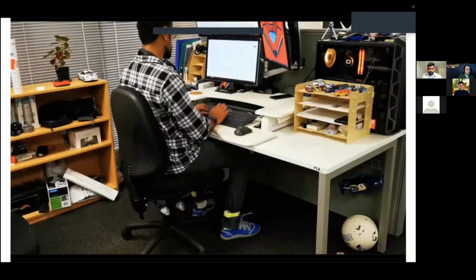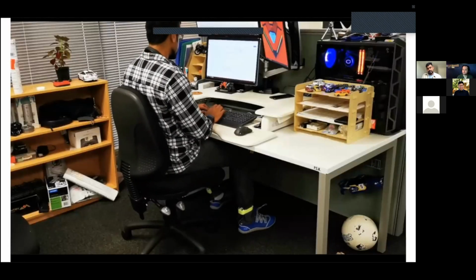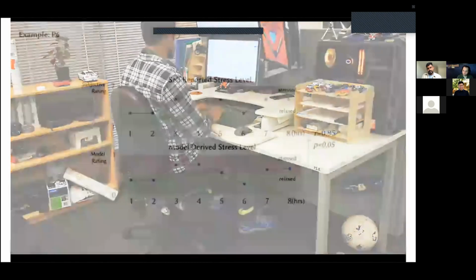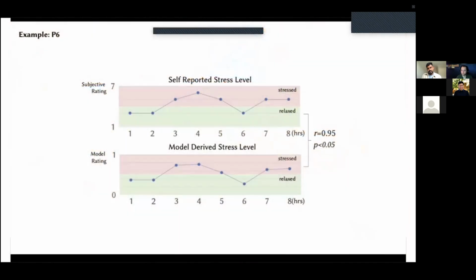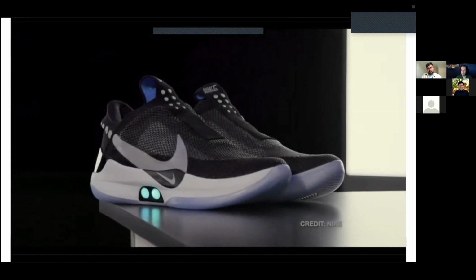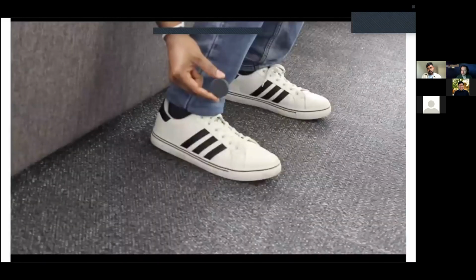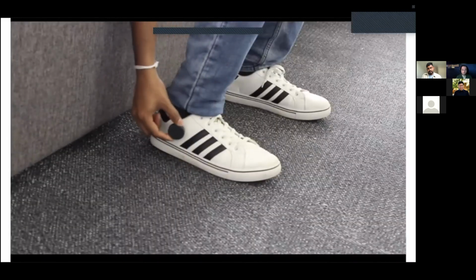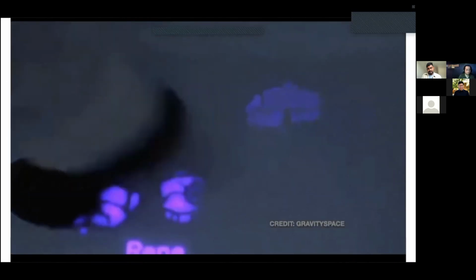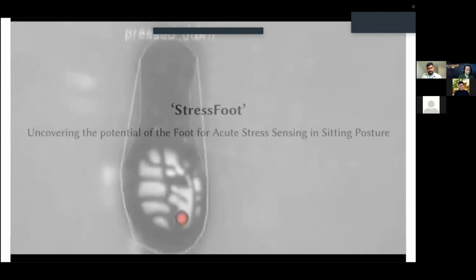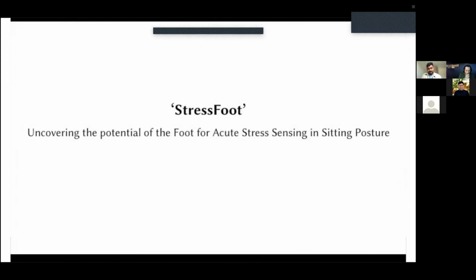To also demonstrate external validity, we conducted an in-the-wild study with 10 participants, performing their usual everyday office tasks over a working day. Our models demonstrated substantial robustness. To sense stress with our technique, we can upgrade any existing smart shoe or smart socks. Also, other form factors are feasible, such as a small sensor tag, or utilizing an existing pressure floor. For more information, please refer to our paper.